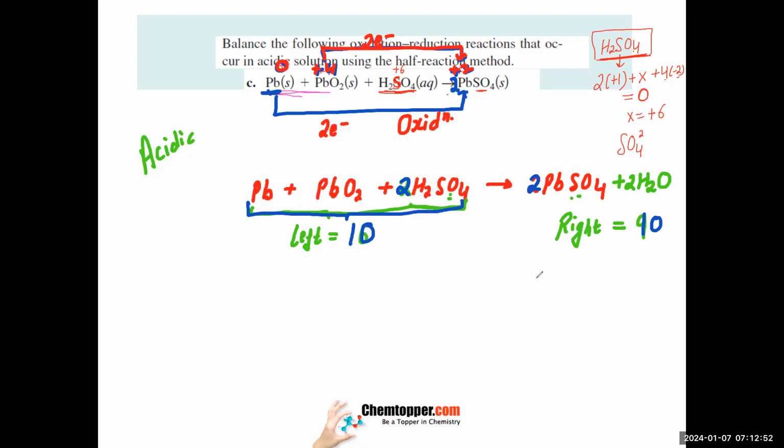So that's the balancing of redox reaction by using the oxidation number method. Children, there is one topic we call titration.